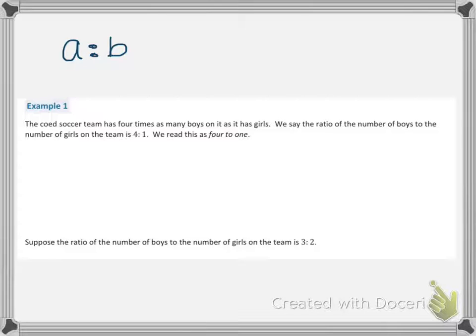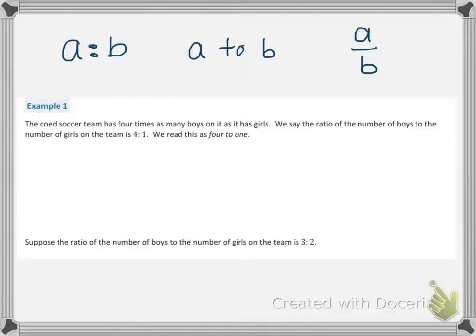We can use the word to. We could always write A to B this way, A to B. That's a relationship between the value of A and the value of B. Okay, a comparison. And we can also write it in fraction form. A over B is also a ratio. So that is also a comparison of the value of A to the value of B.